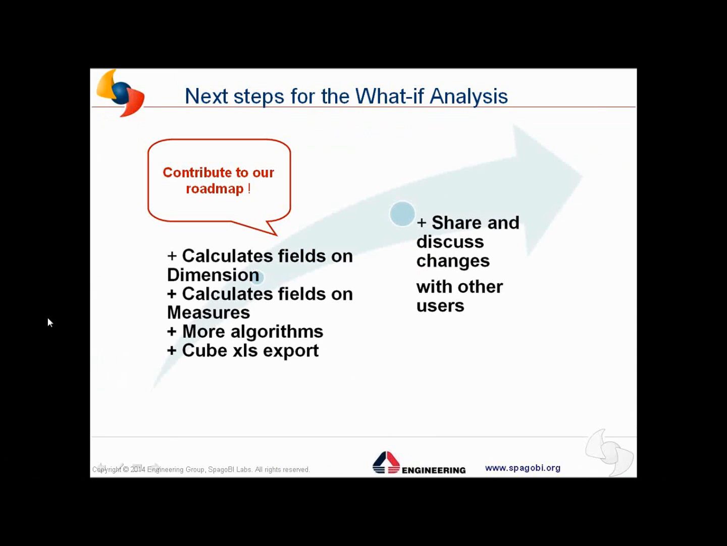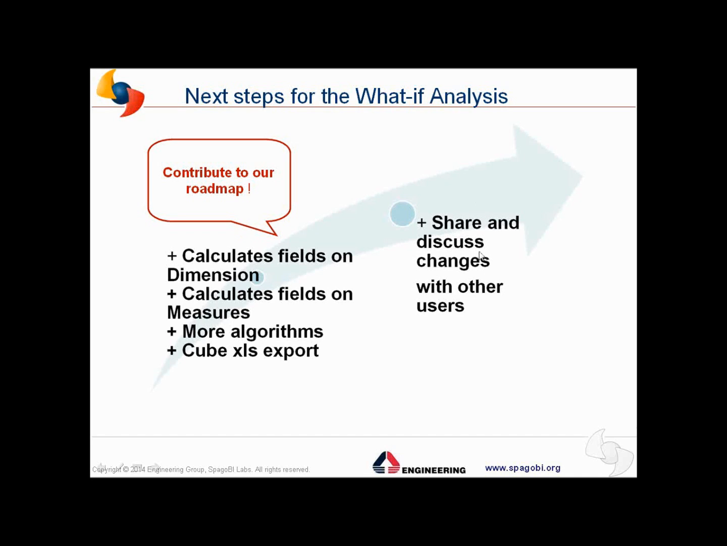As I've told you before, we will have the calculated fields in the measure and dimension, and we will have it in the next version, in 5.1. In 5.1, we will also have the export in XLS, so you can export what you are seeing in an XLS file. And we will have two more algorithms, and all these things will be done for version 5.1.